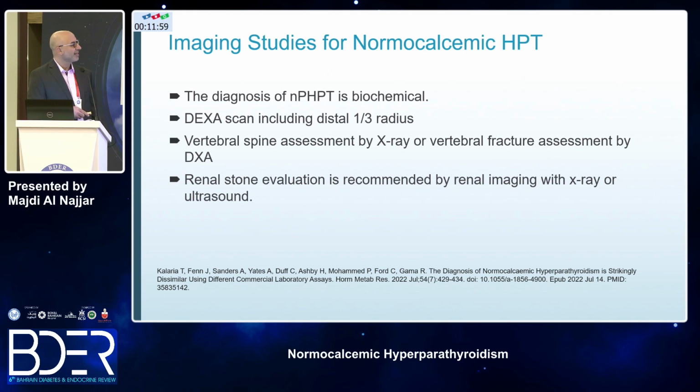Typically what we order is a DEXA scan, including the forearm. This is very important because the normal order in the system, when you order a DEXA scan, does not include the radius. So make sure you add the radius when you order a DEXA scan. Otherwise, we scan only the back and the hip. And you need to do a VFA spine assessment for fracture, and usually look for renal stone evaluation. Typically, we order a renal or KUB ultrasound to make sure the patient does not have kidney stones.